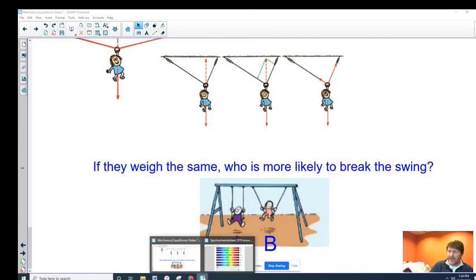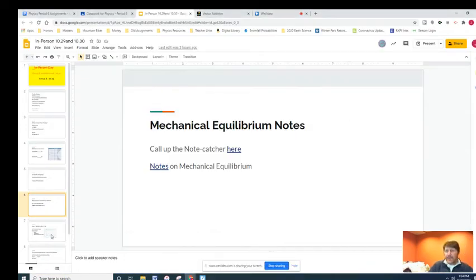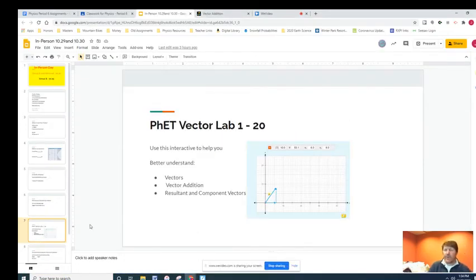Okay. All right. So coming back to that, that's it for the notes. Coming back here, the only other thing I wanted to go over really quickly to make sure you kind of have this idea is this PhET Vector Lab. And so when you do this, again, the importance of this is that you understand vectors, vector addition, and then really get to understand resultant and component vectors.